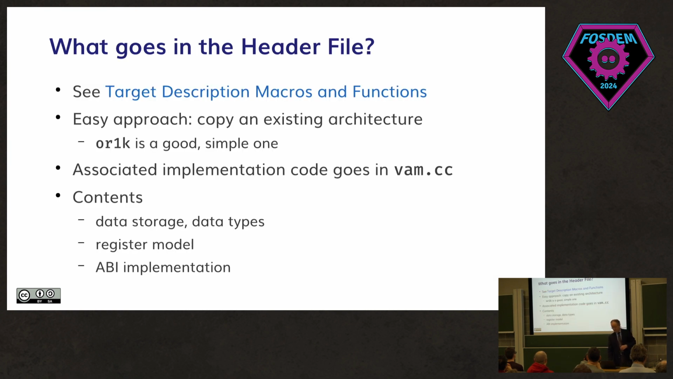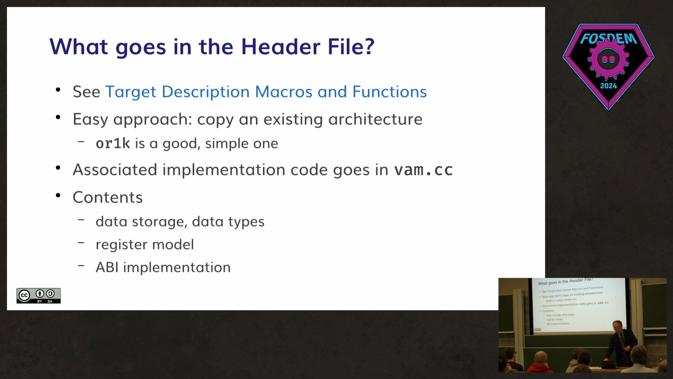Okay. Where does it go? What goes in the header file? There's a whole section on this in the internals manual. You'll be here till 2057 if you try and put all of those in. The easy approach, what we all do, is copy an existing architecture and hack it around for yourself. OpenRISC is a really good one. It's quite small, and Stafford Horne knows what he's doing. So it's a good starting point, and it's what I used.